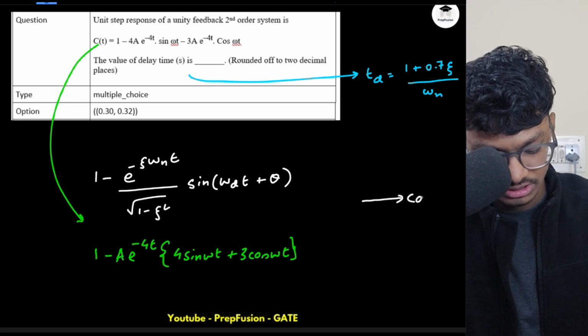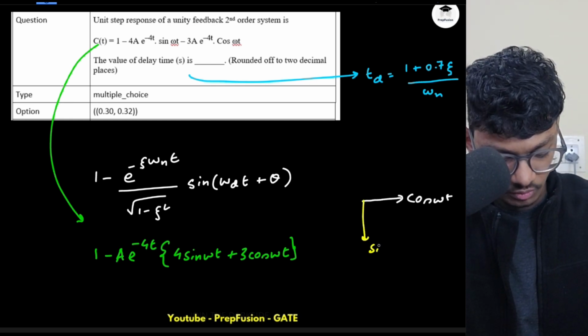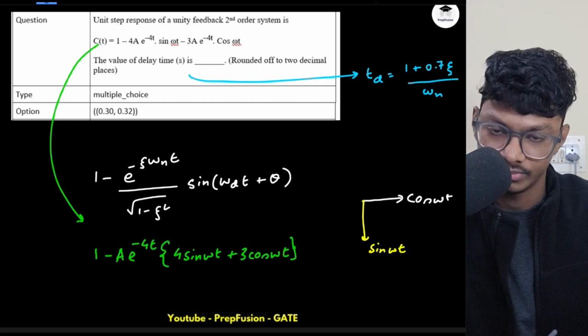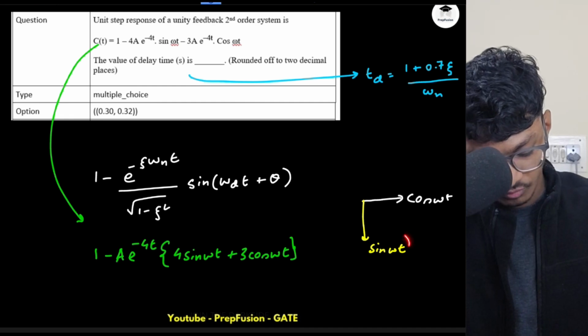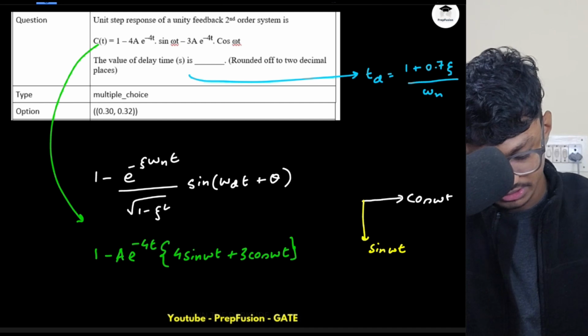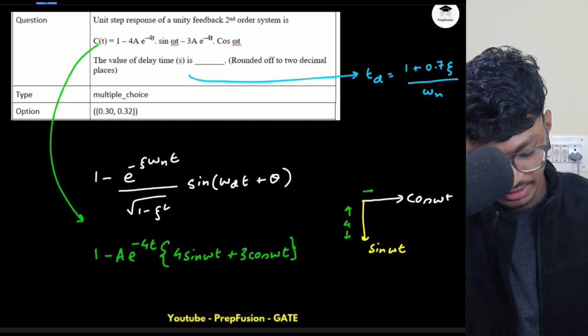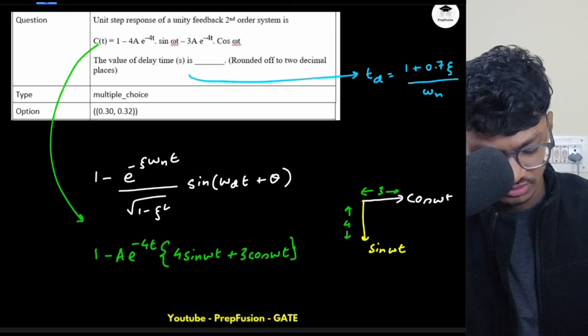Understand this thing: the cos is on the x-axis and sine will just lag behind the cos by 90 degrees. Okay, next, what is the magnitude of sine? Magnitude of sine is 4, so this is of 4 units. And what is the magnitude of cos? Magnitude of cos is 3, so this is of 3 units.